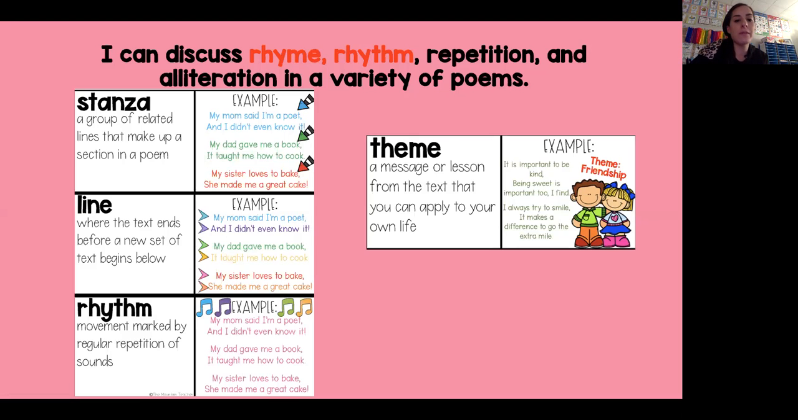So this says, my mom said I'm a poet and I didn't even know it. My dad gave me a book. It taught me how to cook. My sister loves to bake. She made me a great cake.